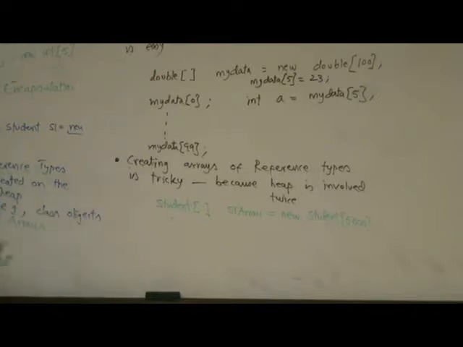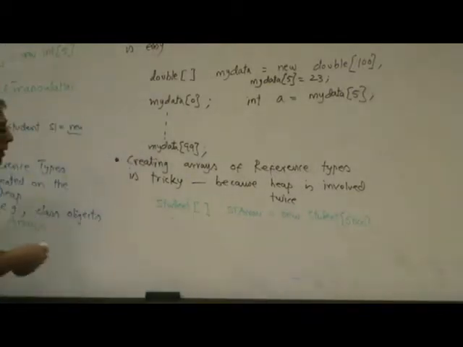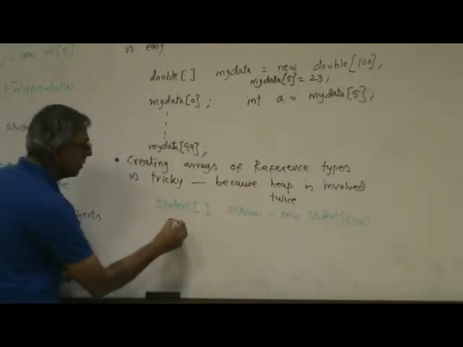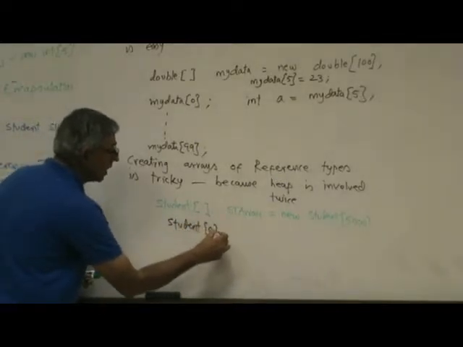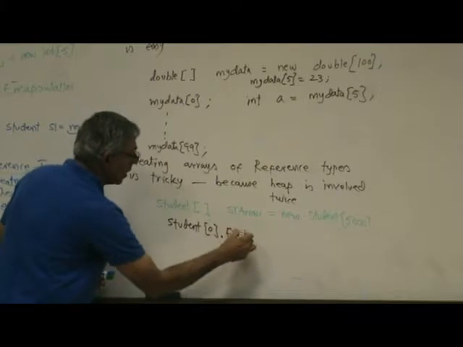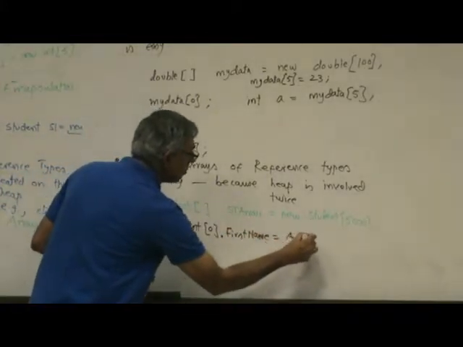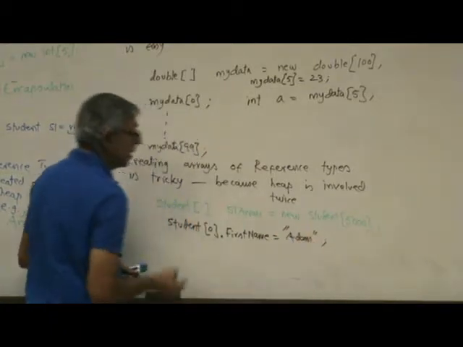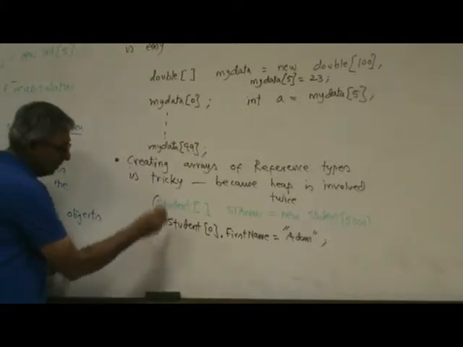Okay, but then they think, oh, I have memory for 5,000 students. I already used the new keyword over here. So then they will try to do something like this: student of 0 dot, let's say first name equal to Adam. So the minute they write this type of code, the compiler will compile, and you'll think, oh, it's working. But let me finish that.